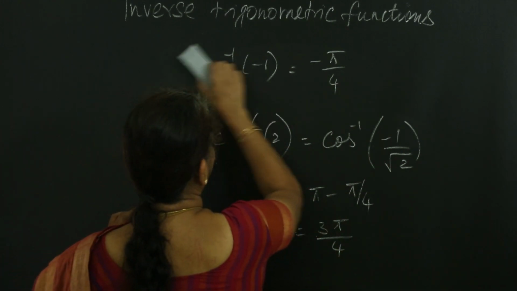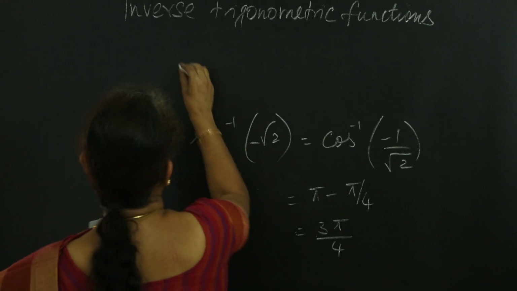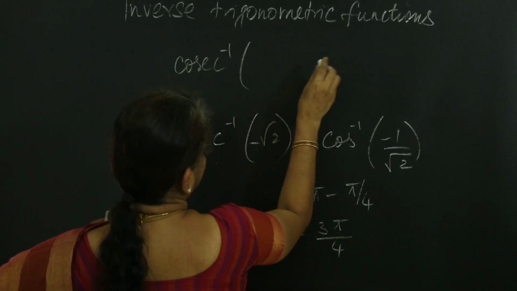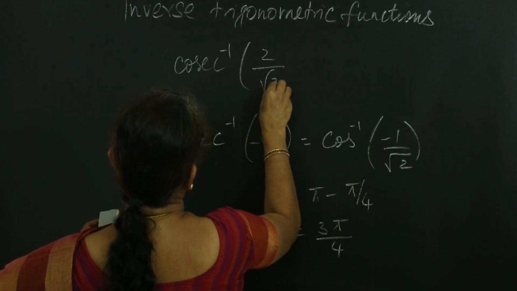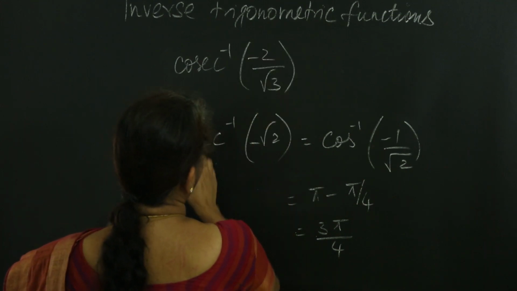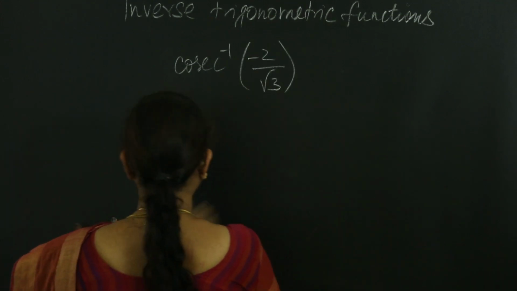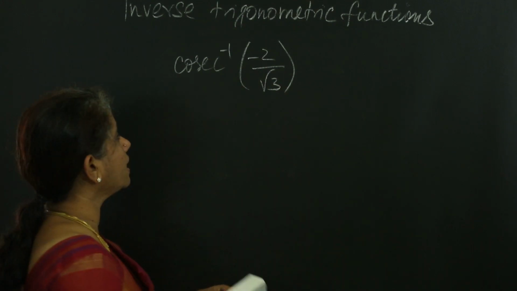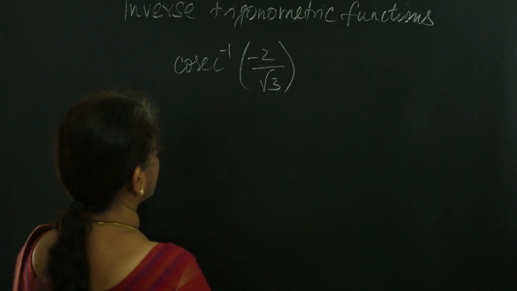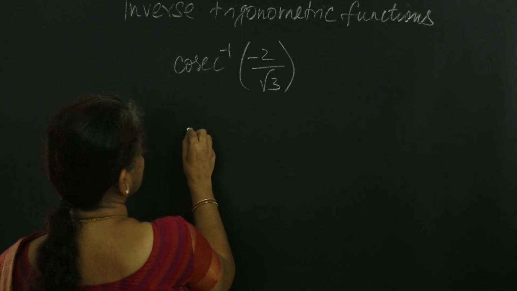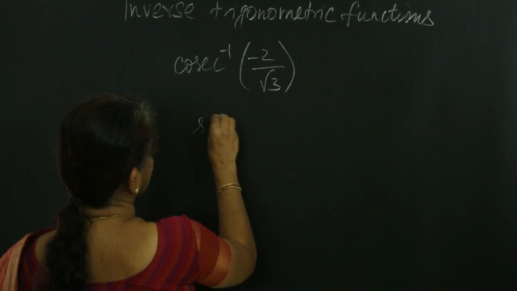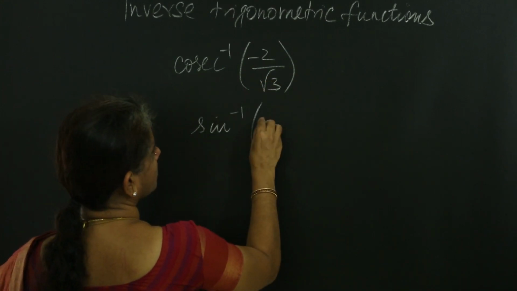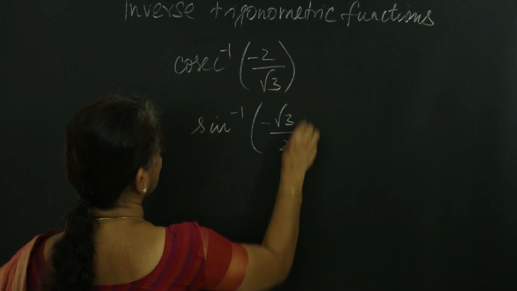Okay. Suppose I want to do cosecant inverse of negative 2 by root 3. As I told you, for positive there is no problem at all. It is all in the first quadrant. So I am just explaining to you how to do it for negative numbers. So for cosecant inverse, I don't want to work with cosecant. So this becomes sine inverse of the reciprocal, root 3 by 2.